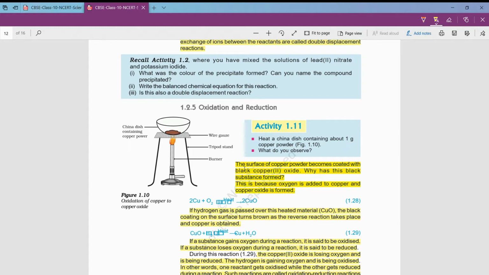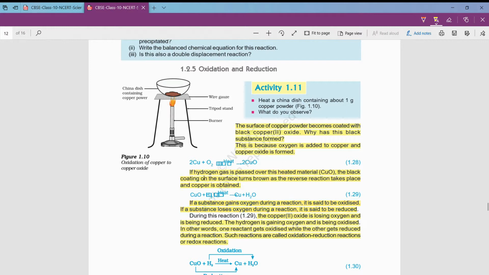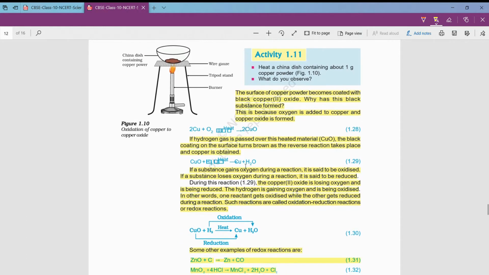Let us see few examples. What happens if you burn copper? Burning means in the presence of oxygen. Copper oxide is formed. Here copper is gaining oxygen. That means oxidation reaction has taken place. If you further heat copper oxide in the presence of hydrogen, what happens? If you are heating, copper oxide reduces to copper. That means it is losing oxygen. So it is a reduction reaction.